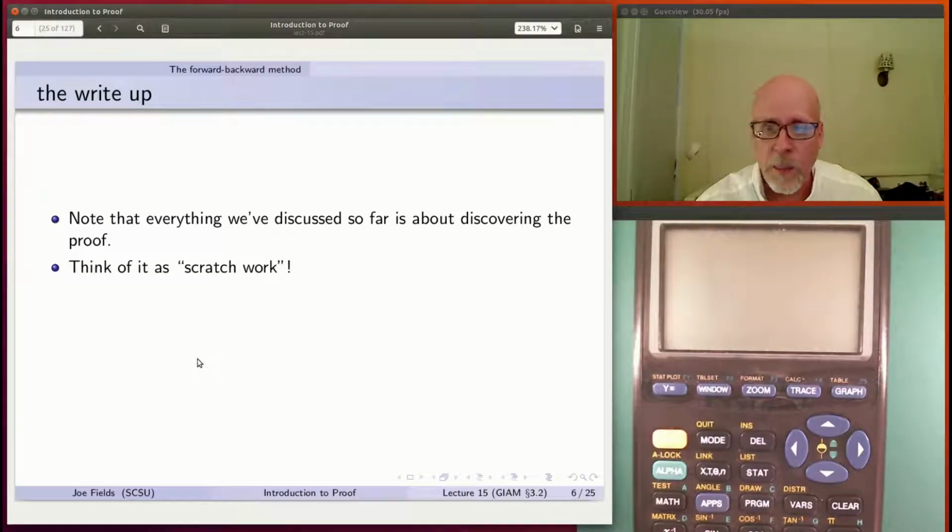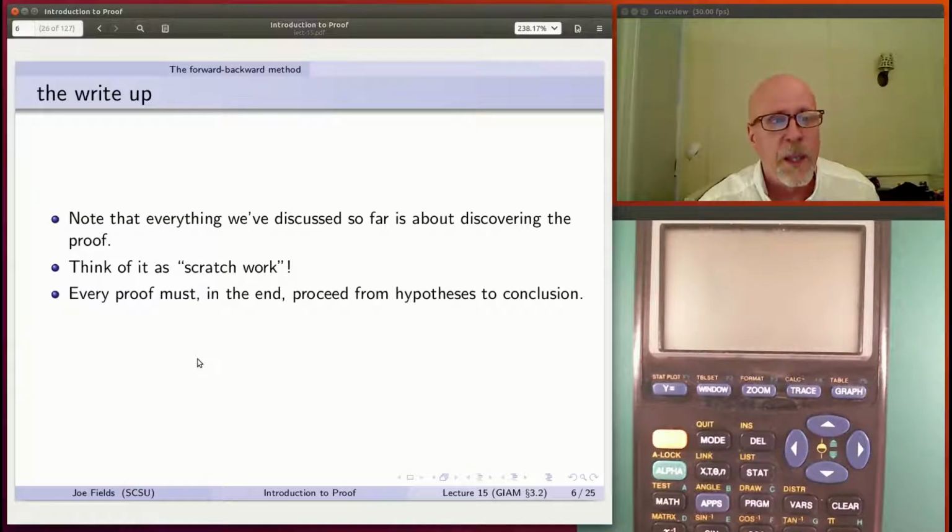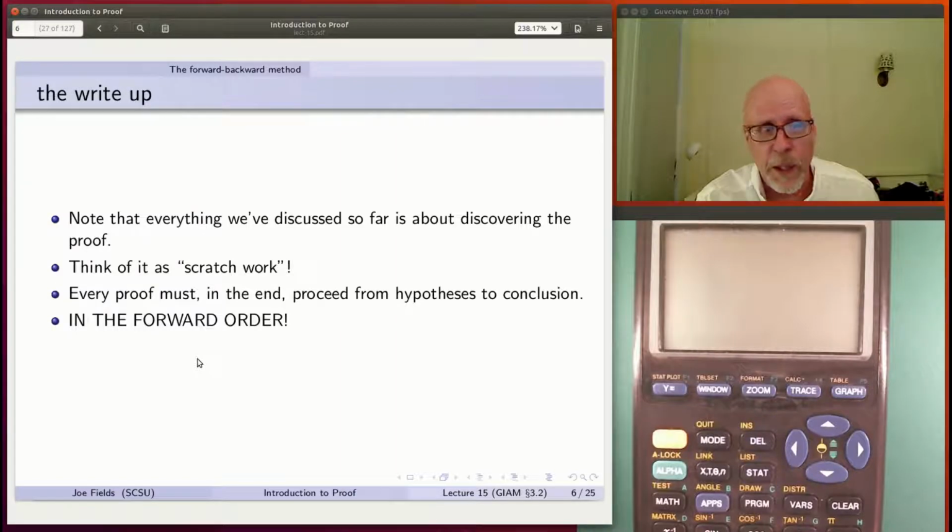You put that on scrap paper, and maybe you refer to it when you're doing a write-up, but in the end, like it says, a proof has to go from the hypotheses to the conclusion in that direction. It has to follow the directionality of the rules of inference. It has to go in the forward order. Sorry for yelling, but in the forward order. Do it from hypotheses to conclusion, not the reverse.